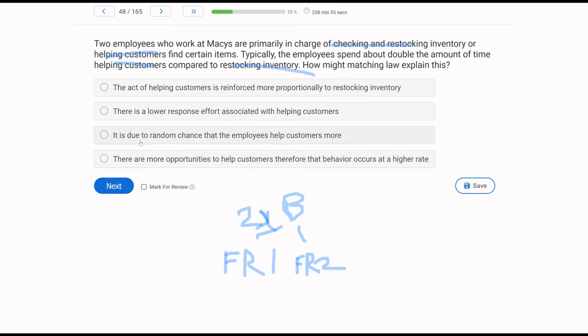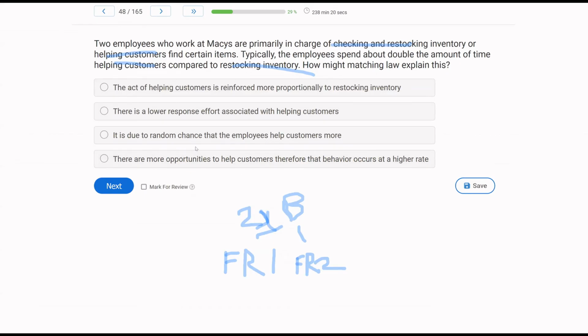A, the act of helping customers is reinforced more proportionately to restocking inventory. It's possible, right? If they're getting more reinforcement for helping customers proportionate to restocking inventory, matching law would say this is how behavior should be. What about B? There's a lower response effort associated with helping customers. Matching law is not really describing response effort. We're worried about how much reinforcement is being given typically. And all we know is they're spending double the amount of time helping customers.